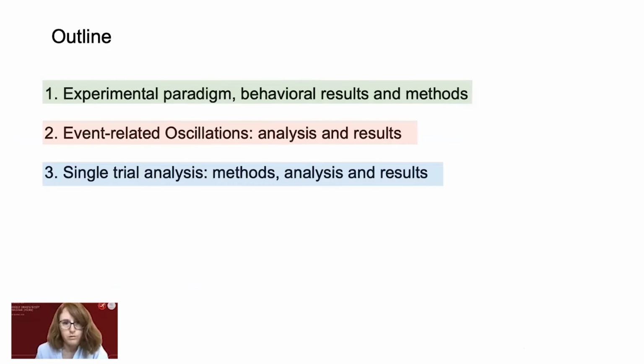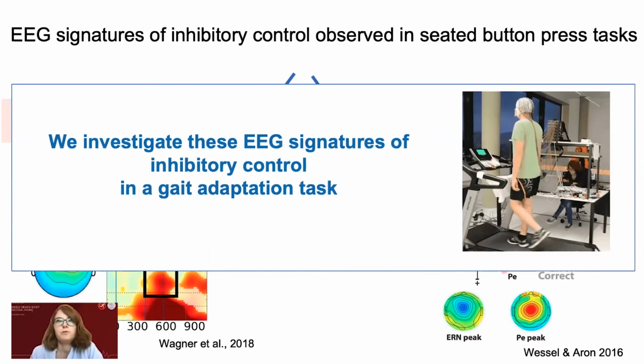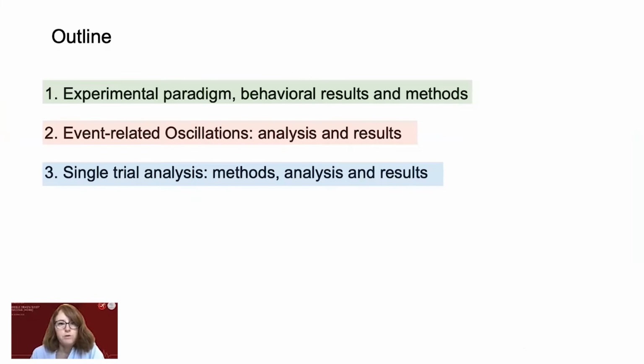So we will investigate these EEG signatures of inhibitory control in a gait adaptation task. I will first talk about the experimental paradigm, then about the behavioral results and the methods, and then I will talk about the analysis and results of event-related oscillations, and then about single trial analysis of the error-related potentials.